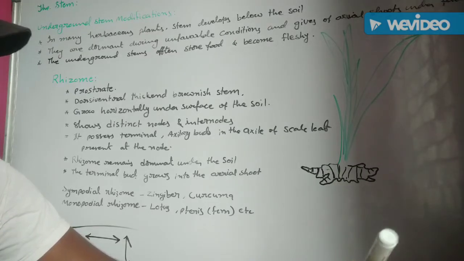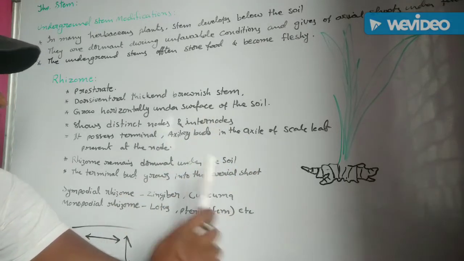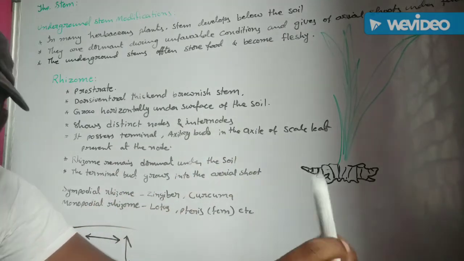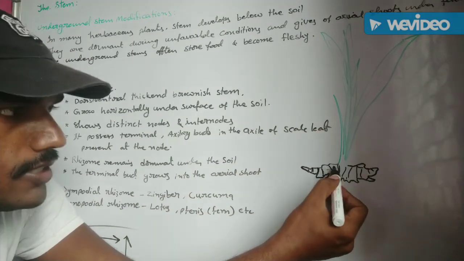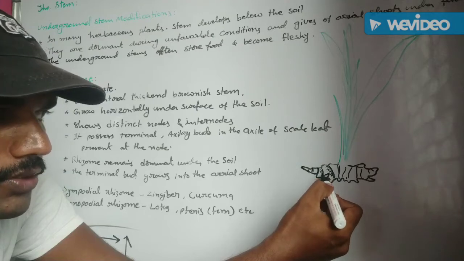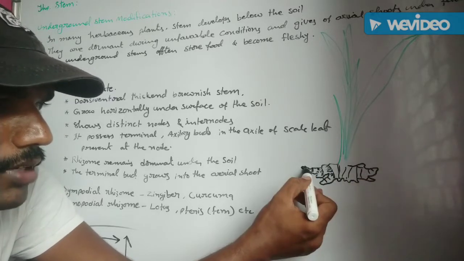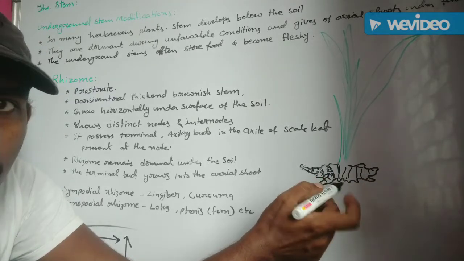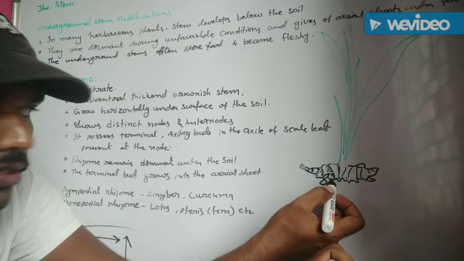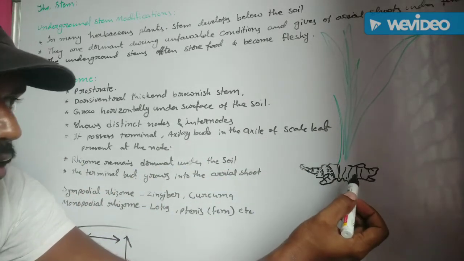Okay. Next one. This rhizome possesses a terminal and also an axillary bud in the axil of the scaly leaves present at the node. So, the nodal region possesses scaly leaves. These are the scaly leaves. Okay. Axillary bud or a terminal bud. The terminal bud is also covered with scaly leaves. Axillary buds and terminal buds are covered and protected by the scaly leaves. Understand? And next one, rhizome remains dormant under the soil.